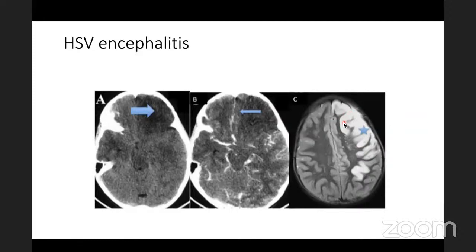So what is the virus which has a predilection for the frontotemporal lobe and causes refractory seizures, raised pressure, and encephalopathy? This is herpes encephalitis, right?